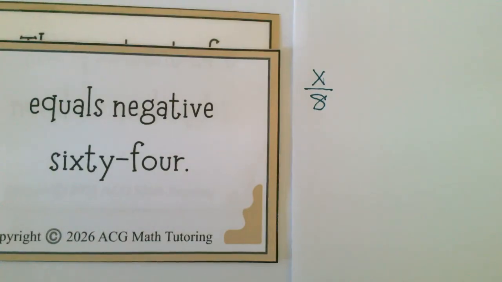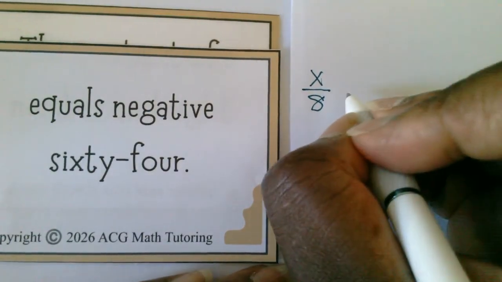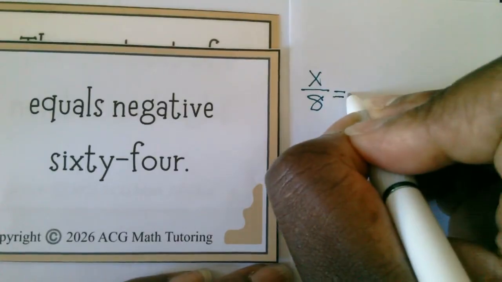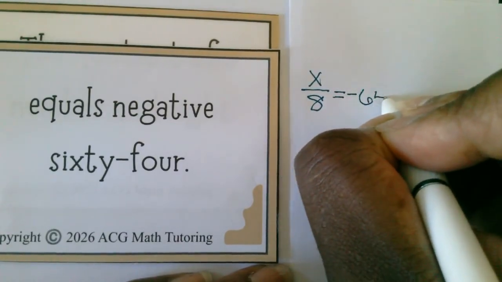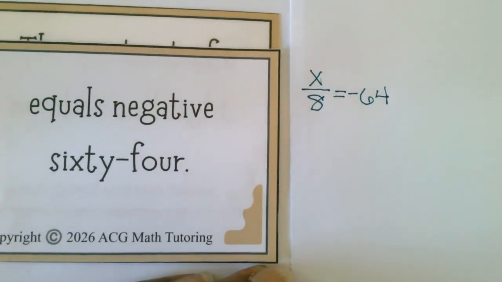So username, thank you. Ellen, try again. Just that part. So that's all we have to do. Equals is an equal sign. Negative, and 64.